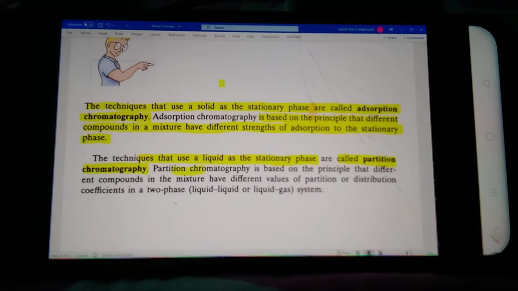Partition chromatography is based on the principle that different compounds in the mixture have different values of partition or distribution coefficients in the two-phase system, that is liquid-liquid or liquid-gas. So adsorption chromatography is based on different strengths of adsorption to the stationary phase, and partition chromatography is based on different partition coefficients in the two-phase system.